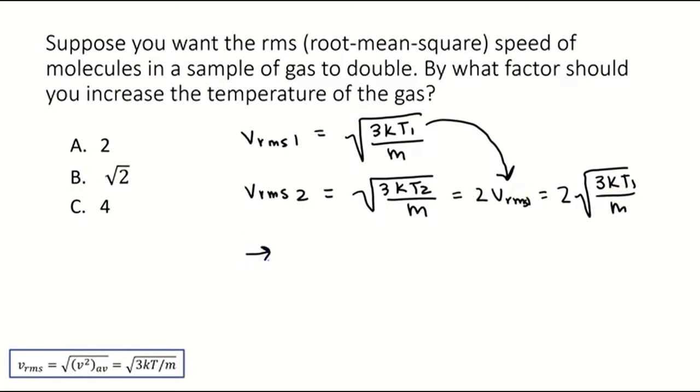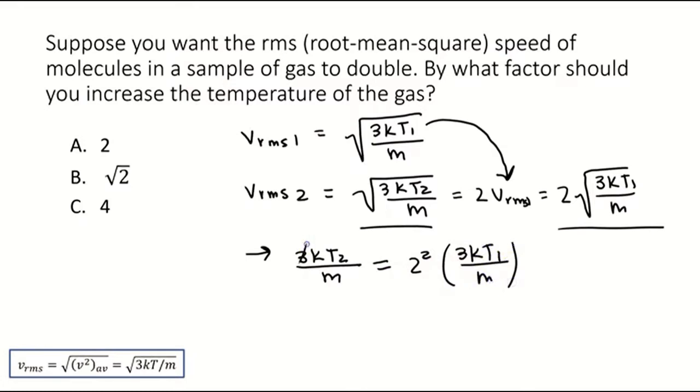When I square the left-hand side, I end up with 3kT2 divided by m. And when I square the right-hand side, don't forget to square that 2 out front, so we end up with 2 squared multiplied by 3kT1 divided by m. Now our 3's, our k's, and our m's all cancel, and we end up with T2 equal to 2 squared, which is 4, multiplied by T1. That means we want to increase the temperature of the gas by a factor of 4. So I would pick answer C here.